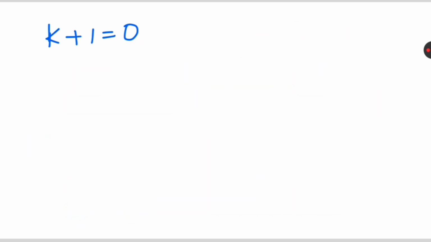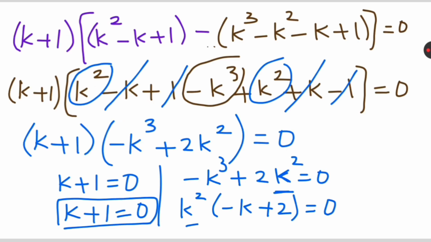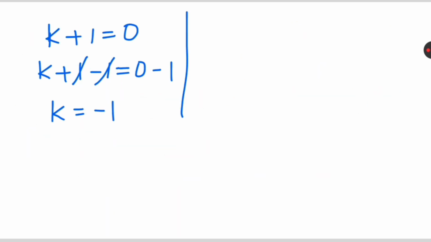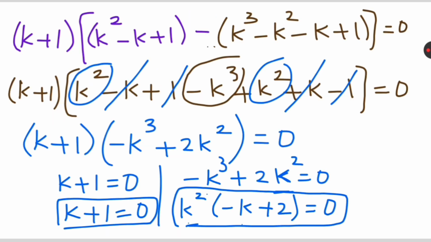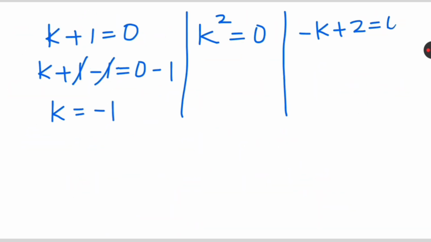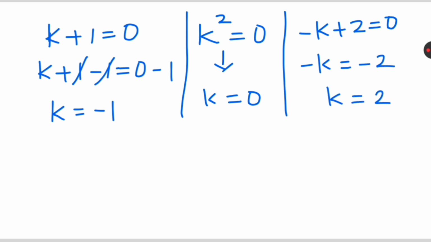From here, if you subtract 1 from both sides, then the plus 1 and minus 1 cancel. So the k value is minus 1. k power 2 times (minus k plus 2) is equal to 0. From here we can write k power 2 equal to 0 and minus k plus 2 equal to 0. So from here, k is 0. From here, minus k is equal to minus 2, then k equals 2. So these are our k values.